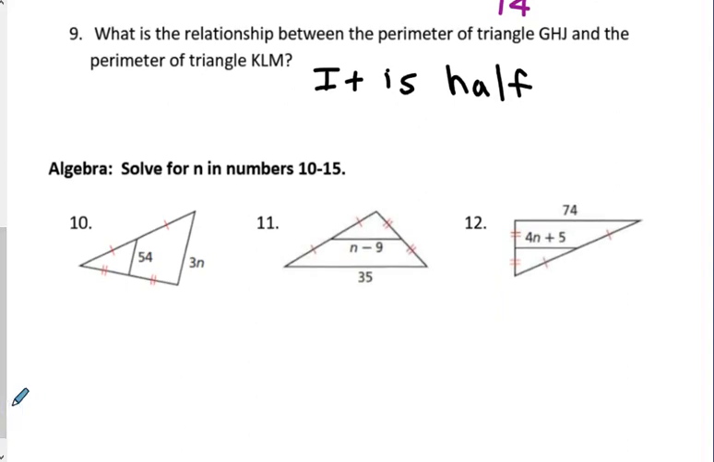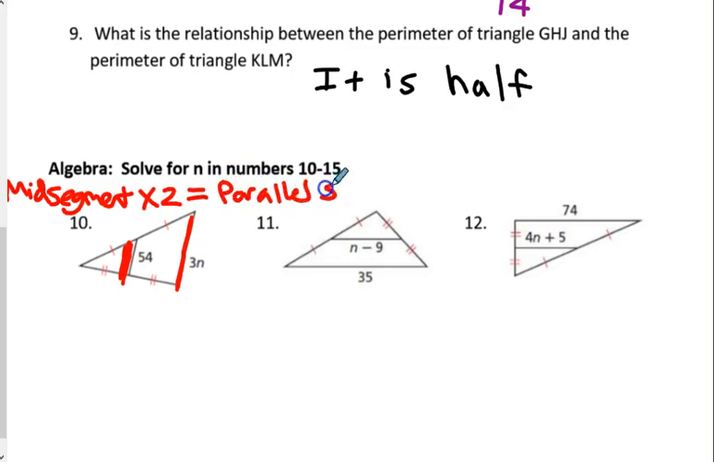Number 10. So we know mid-segment is half. So this mid-segment right here is half of this parallel side. So the mid-segment times 2 equals the parallel side. So what I just wrote is kind of my method. I'm going to take that mid-segment, multiply it by 2, it's going to give me the parallel side.